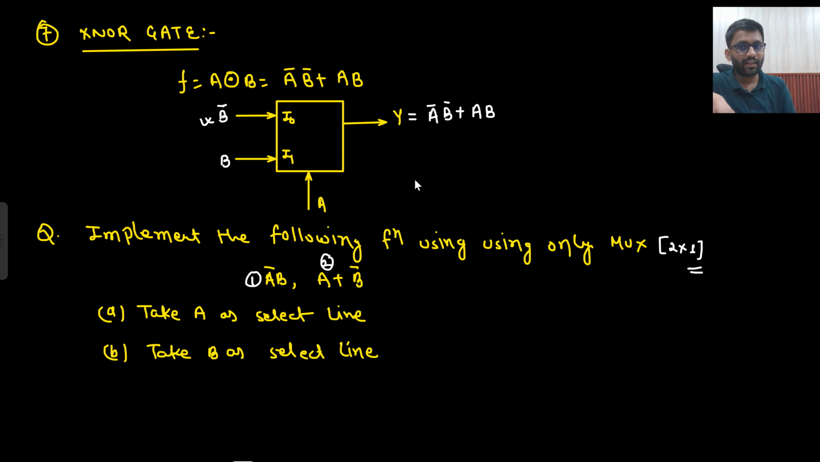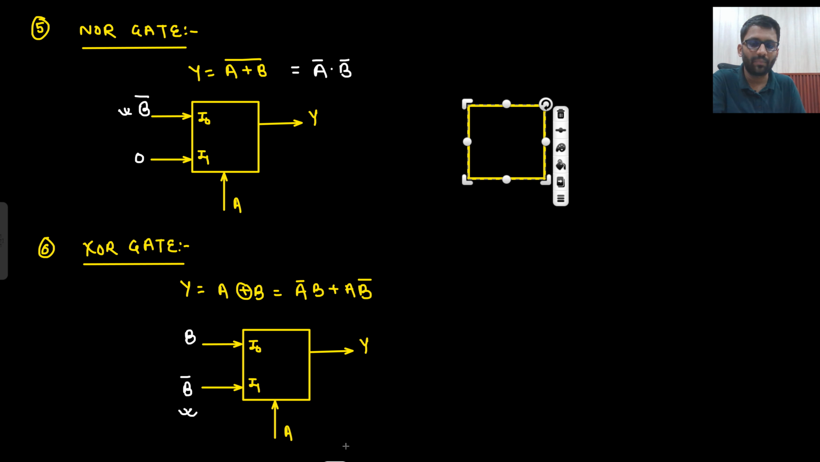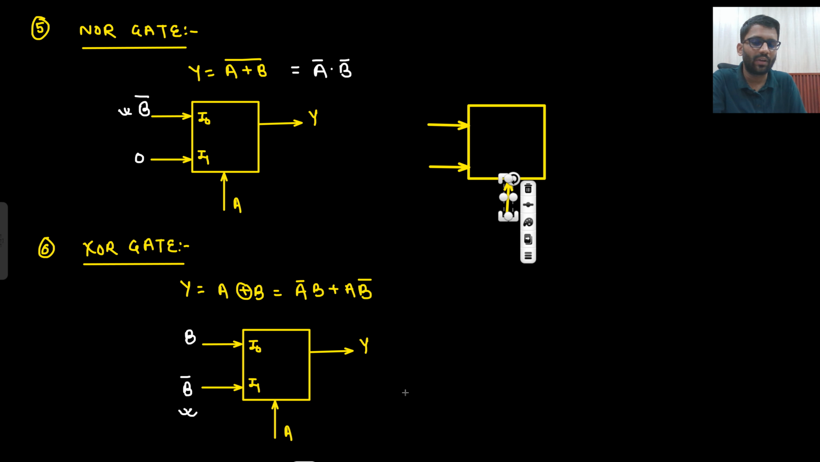In these questions as well, it could be given that take B as a select line and make all these gates. Let's just say this question is there and you need to take B as a select line. How will you solve it? Select line should be B. Here I directly took the select line to be A. Anything I would have taken it.